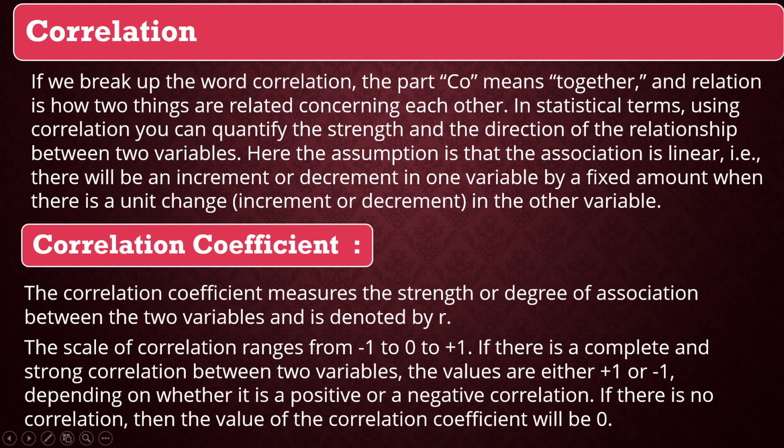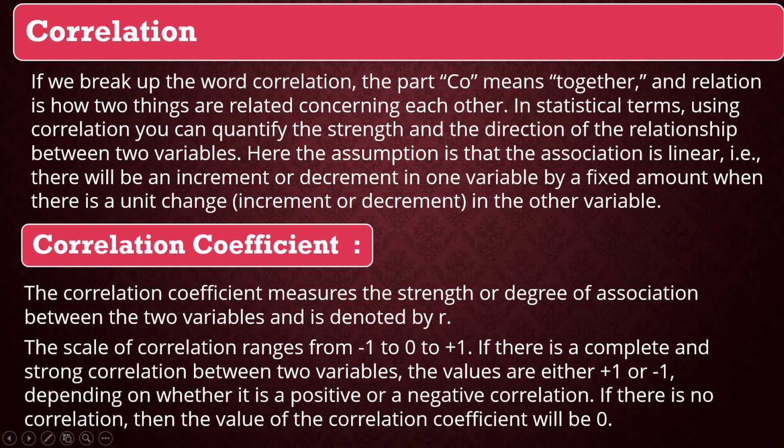Correlation. If we break up the word correlation, the part "co" means together and "relation" is how two things are related concerning each other. In statistical terms, using correlation, you can quantify the strength and the direction of the relationship between two variables. Here the assumption is that the association is linear, that is, there will be an increment or decrement in one variable by a fixed amount when there is a unit change in the other variable.